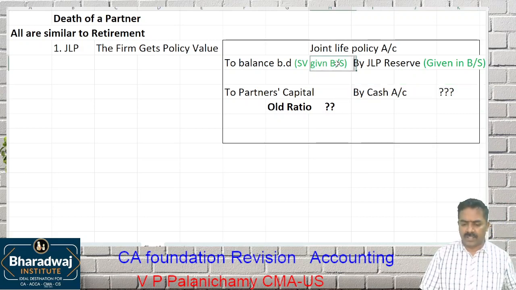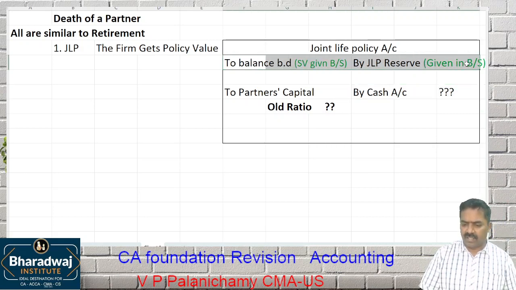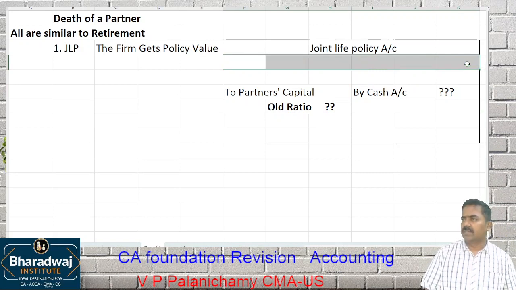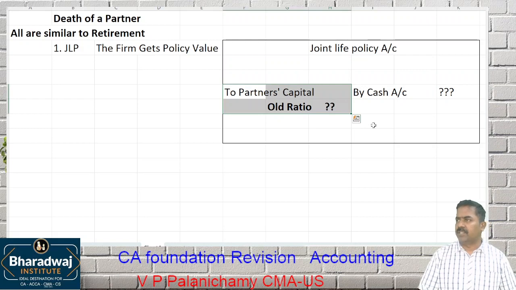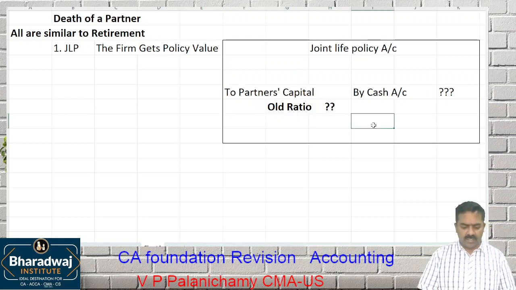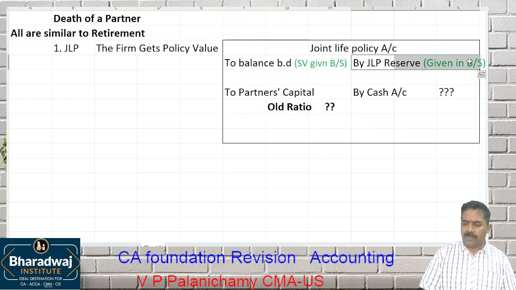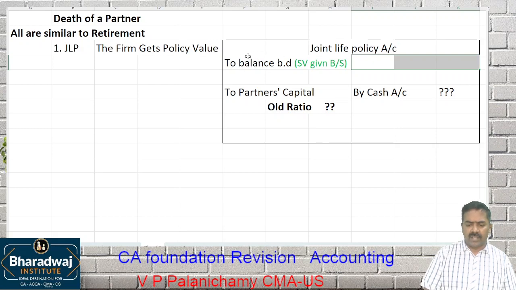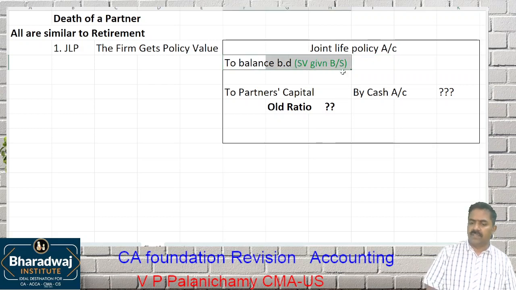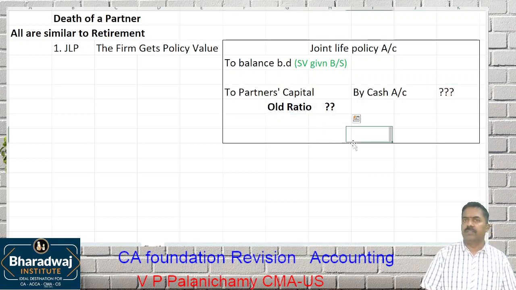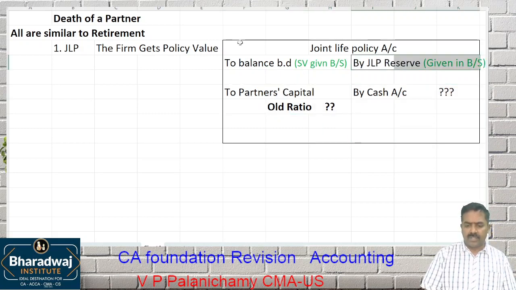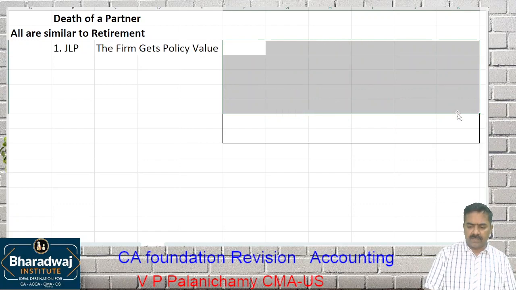Policy value. Okay, sir. Exam question, if surrender value is not given, reserve is not given, what do we do? Take it as 0. Whatever is the cash received will go to old partners in which ratio? Old ratio. Suppose if they give you joint life policy only, not reserve, take the joint life policy surrender value given in the balance sheet. See the cash collected. The balancing figure will go in the old ratio. Sometimes, if nothing is given, no adjustment.